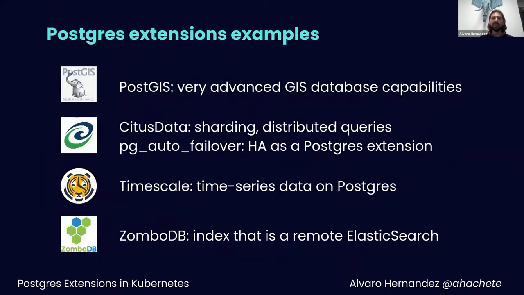So what are some examples of these extensions? PostGIS is one of the most advanced GIS systems available for databases, and this is just a set of extensions on top of Postgres. Just run a simple command and you'll get these extensions in your environment. Or look at Citus Data, which transforms Postgres from a non-distributed database into a distributed database with sharding capabilities. And all this is just by installing a single extension called Citus.